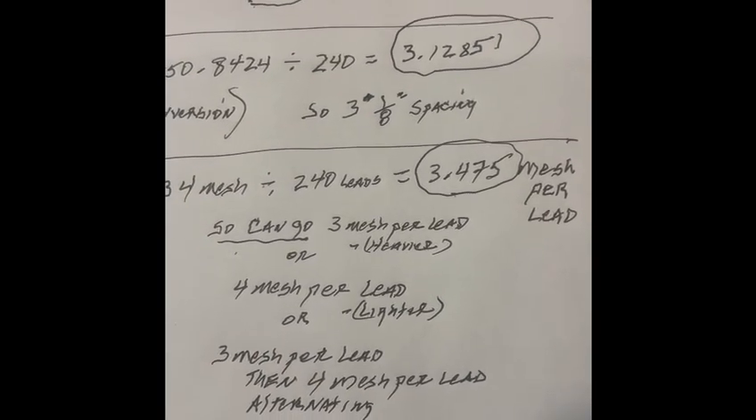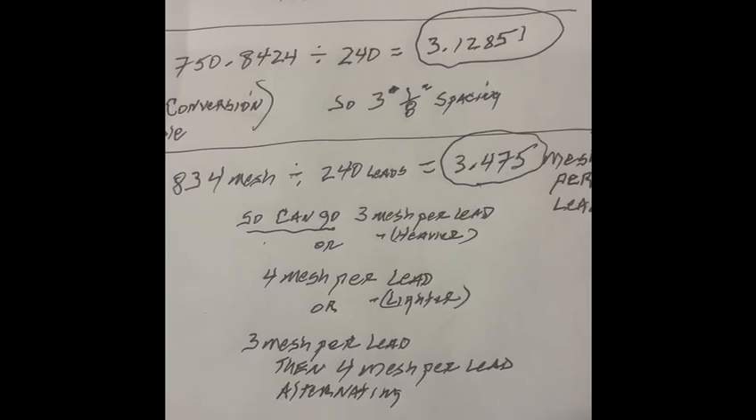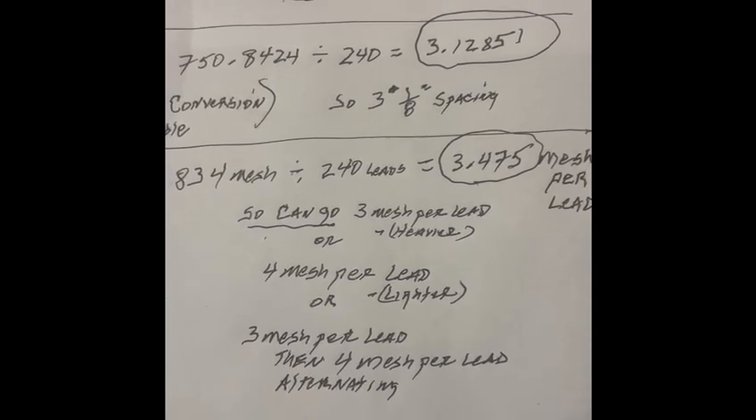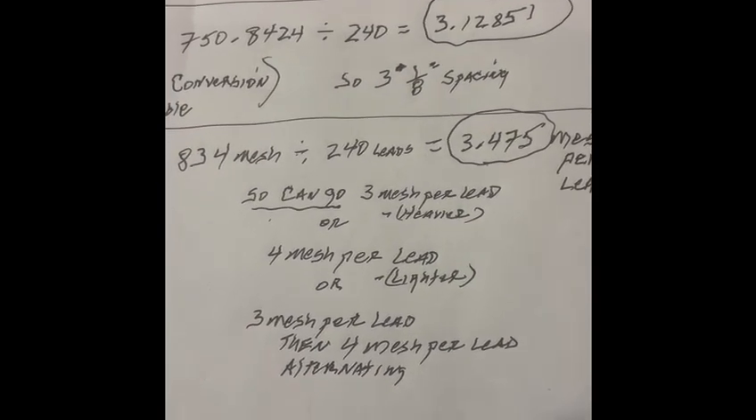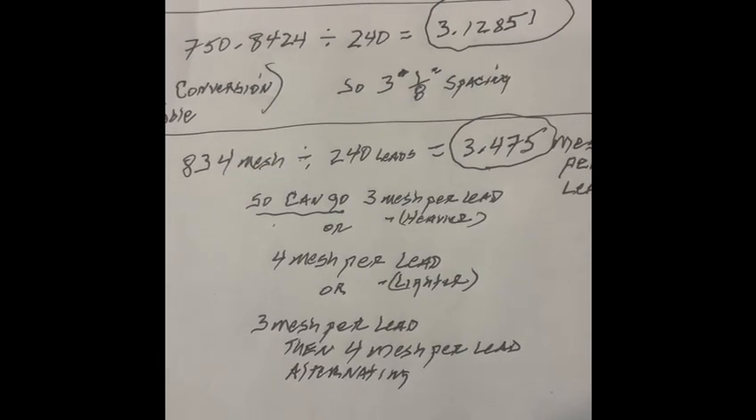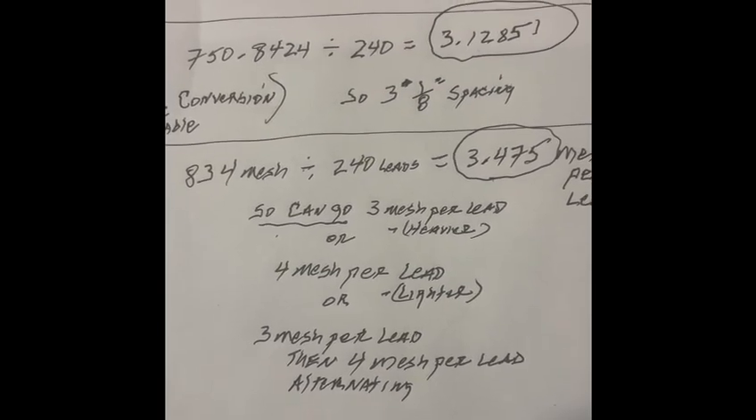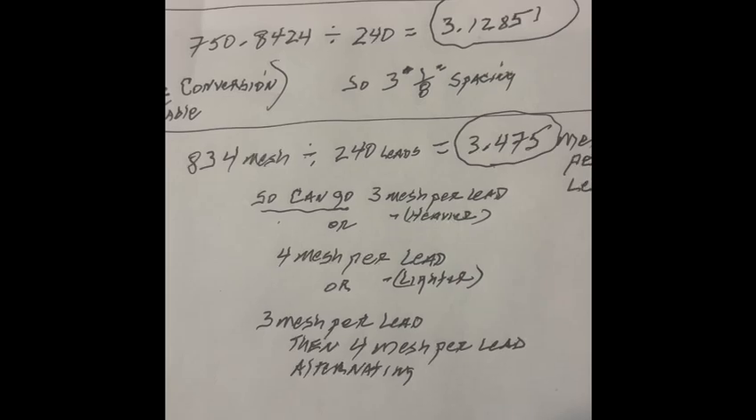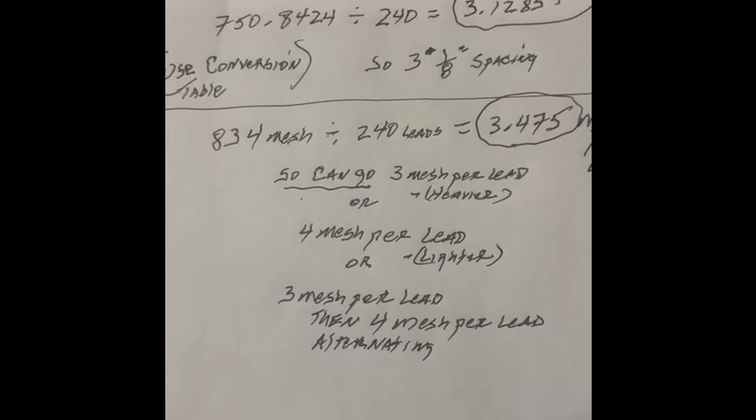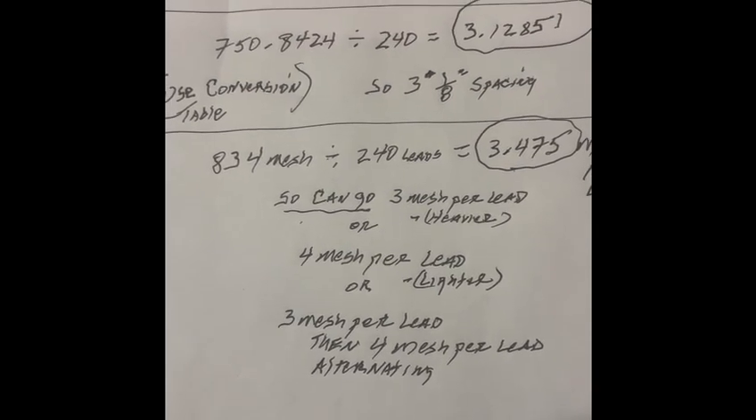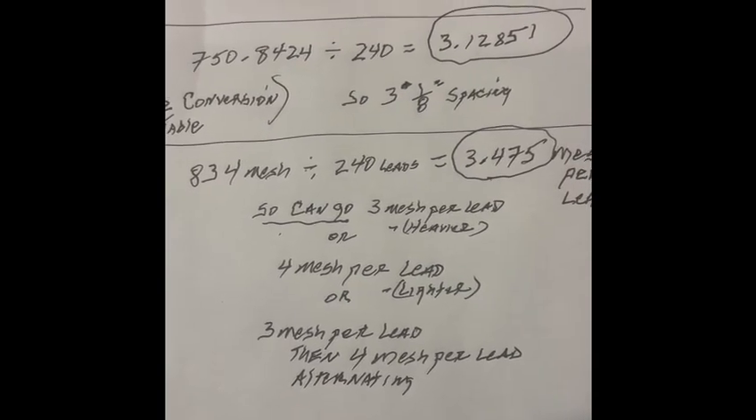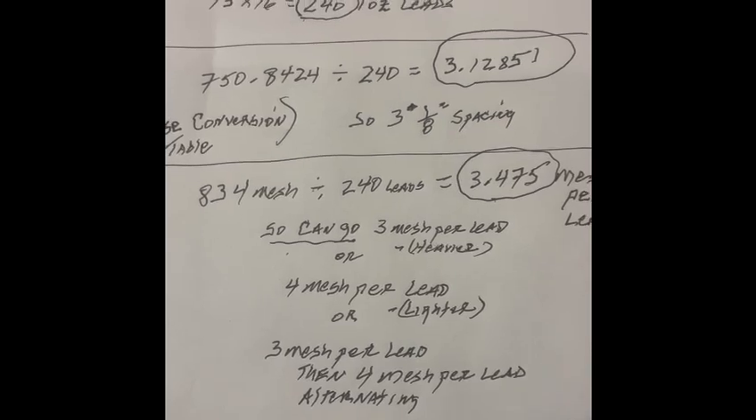So you have 3 options here. You can do 3 mesh per lead, which would make the net a little heavier than 15 pounds. You could go 4 mesh per lead, which would make the overall weight of the net a little bit lighter. Or you can go 3 mesh per lead, then 4 mesh per lead, then 3 mesh per lead, then 4 mesh per lead, and that would even it out. So you need to calculate or figure out what would be easiest for you.